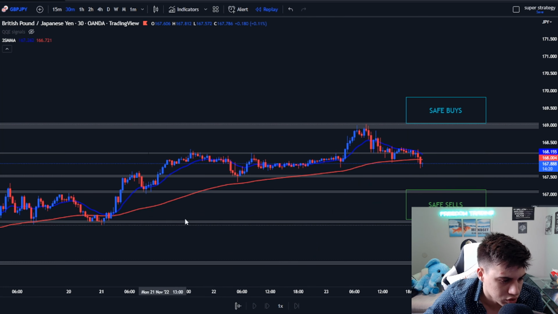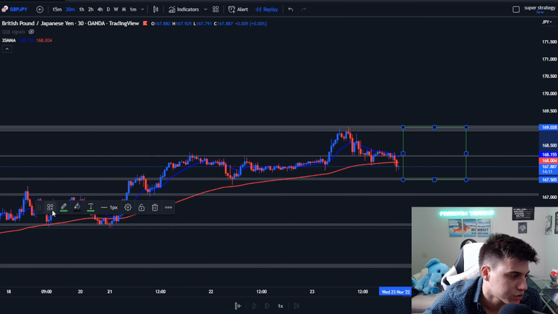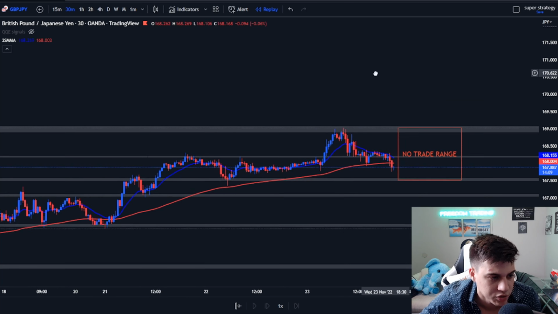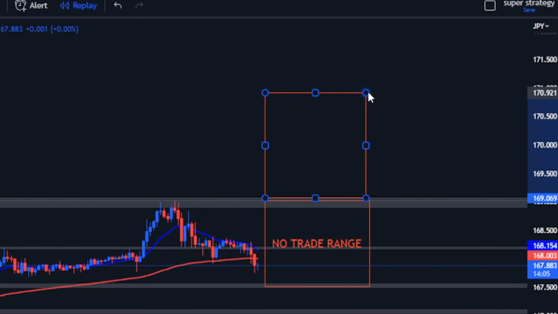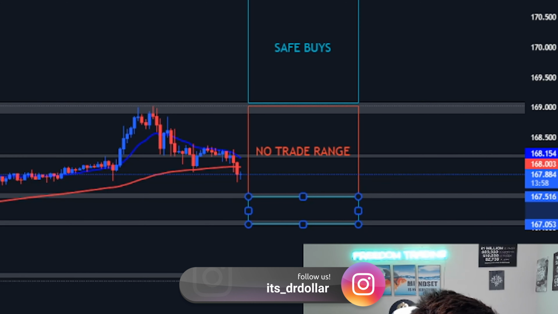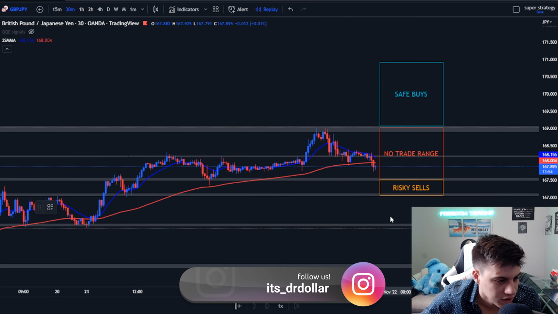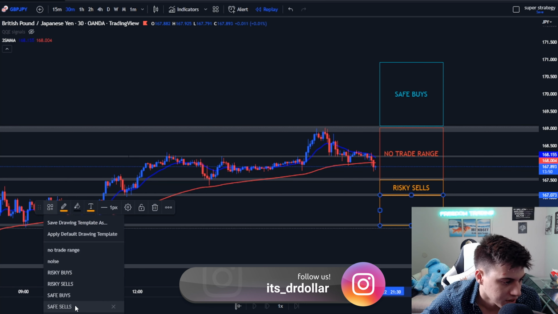I'm going to show you guys just 2 or 3 pairs of exactly how I do it. So we're going to go on to GJ here. So GJ, I'm going to classify this whole range here as a no trade range, because it's just very choppy in this range and I want nothing to do with this range. So then this area here will be my safe buys, because we are in a bullish market. And then this right here will be risky sells, because we are in a bullish market. And then this will be safe sells down below this area here. So that'll be my safe sell level.